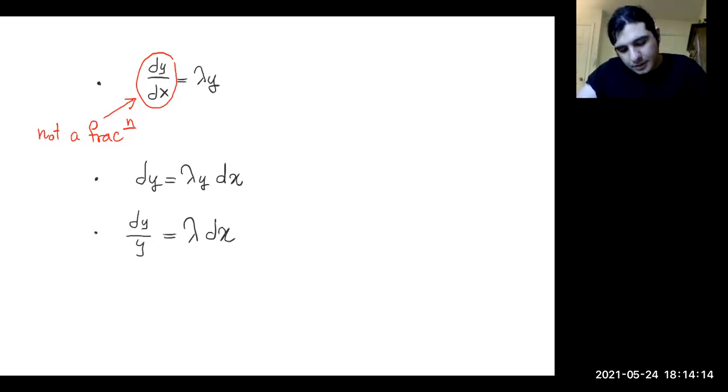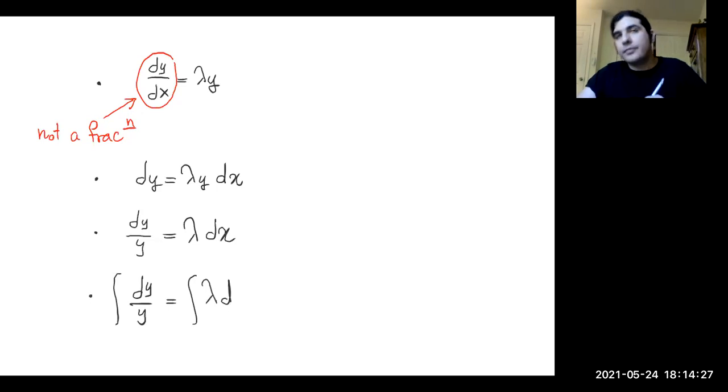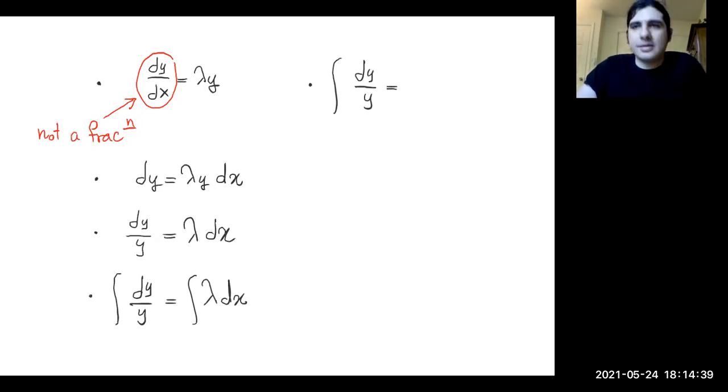Now, the third step would be taking integral of both sides. So if I take integral of both sides of this equation, that's what I'm going to get. Okay. Let's compute each integral. What is integral of dy over y? Does anyone know the answer?